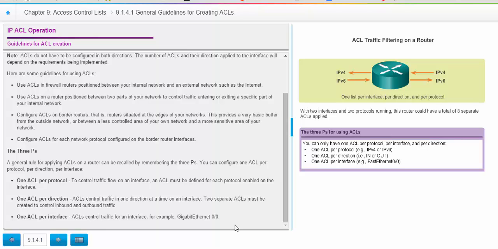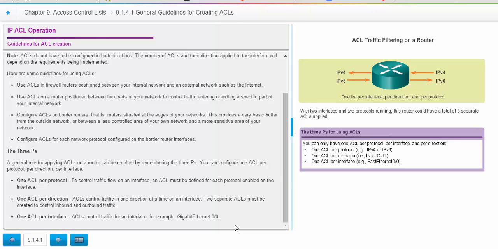It's a general rule for applying ACLs on a router, and they can be recalled by remembering these 3 Ps. You're going to configure one ACL per protocol, per direction, per interface. So, one ACL per protocol to control traffic flow on an interface. Your ACL must be defined for each protocol enabled on that interface.